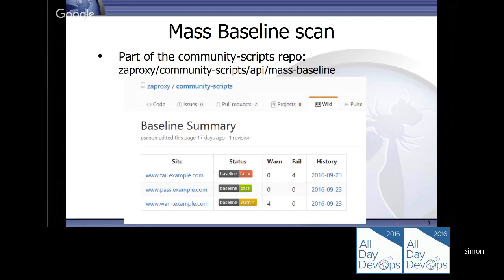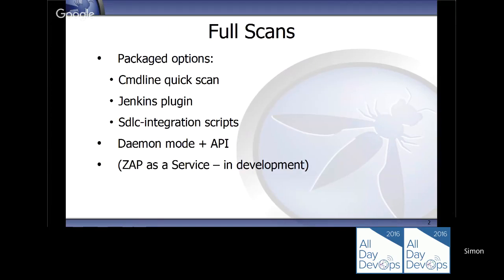Great. So that's the baseline scan and the mass baseline scan. I said go to the community scripts repo and have a look at the wiki and play around with that. That's a great way to get an overview of all of your applications, but it is just doing passive scanning, so we're not doing any realistic attacks. To get a deeper understanding of your applications and the security vulnerabilities in them, what we really want to do is full scans. Now we have various options for this.